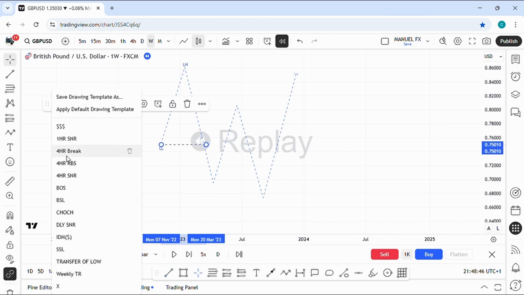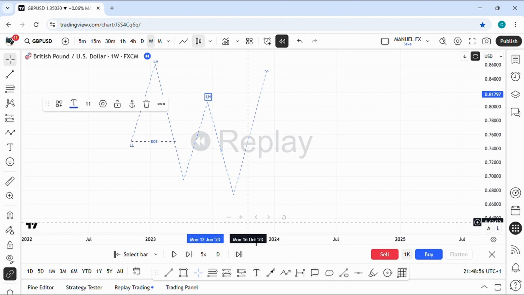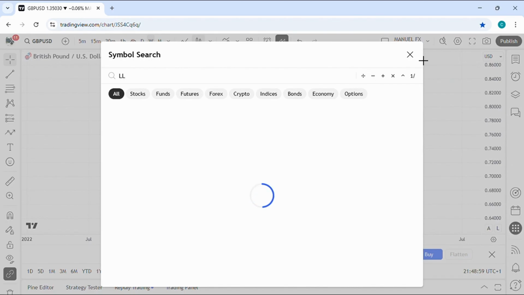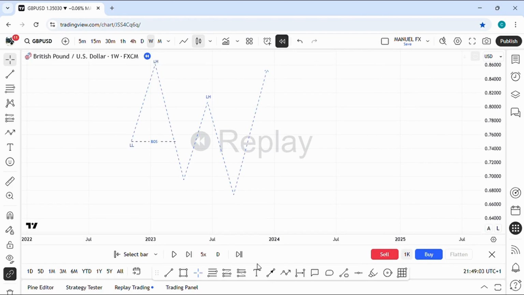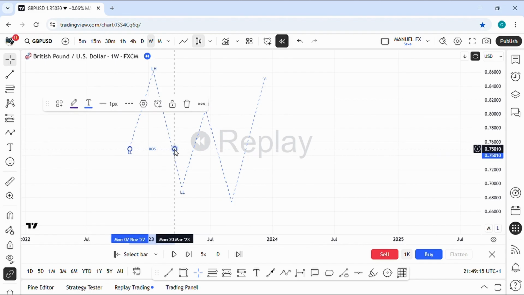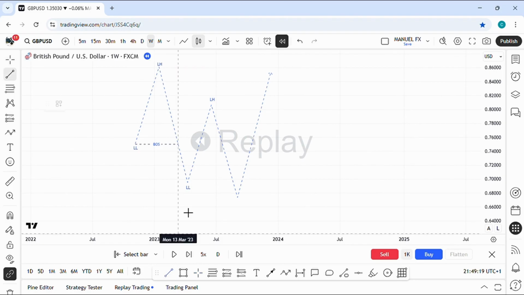If this is a break of structure, then if this becomes our lower high again, and this becomes our lower low, remember that I told you that. If this becomes our lower high and this becomes our lower low, then what it means is that, okay, this is also the break of structure.